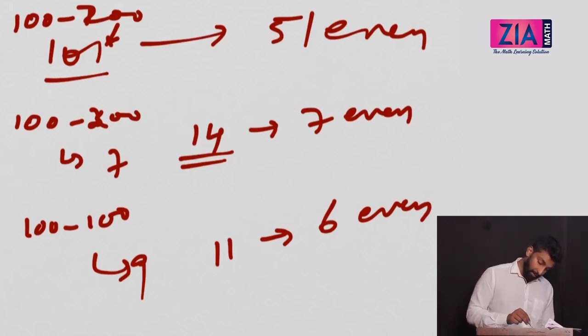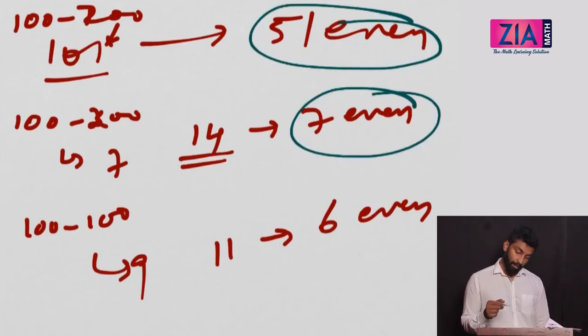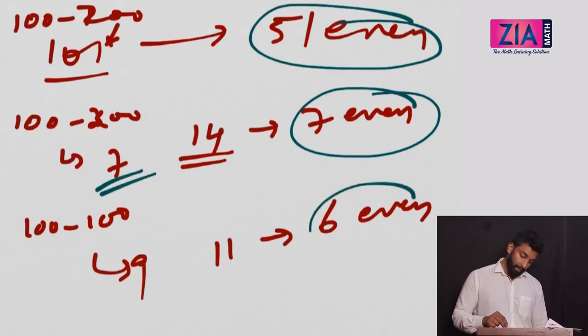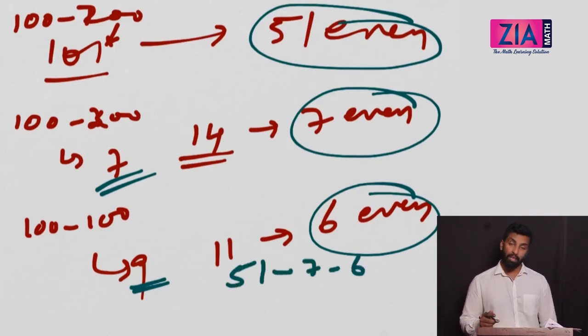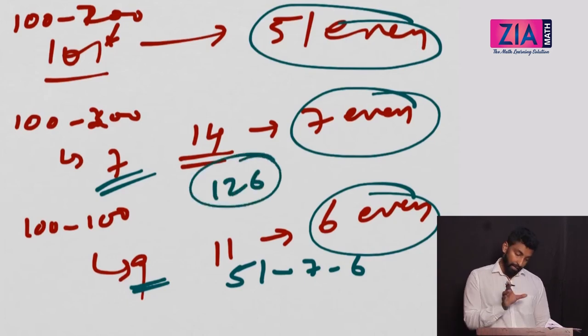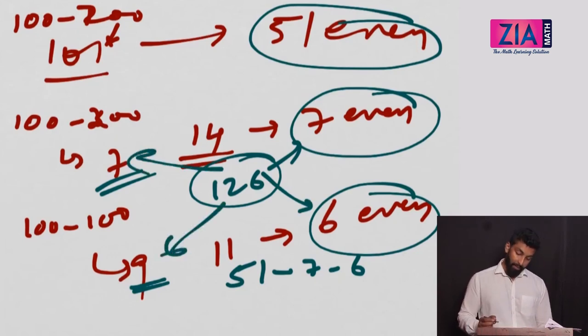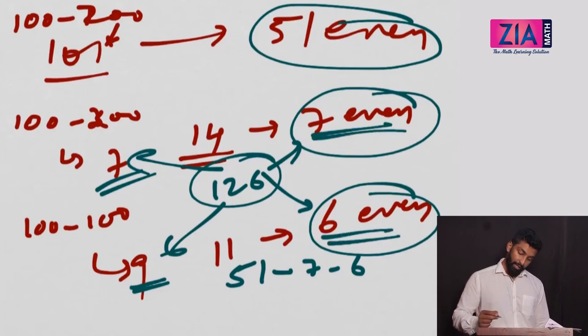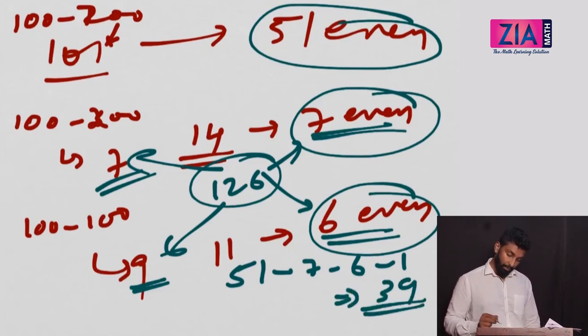So we understood that total 51 even numbers are there. In that, 7 numbers are multiples of 7, 6 numbers are multiples of 9. So what we need to do is subtract that: 51 minus 7 minus 6. Now there is one number, 126, that is also between 100 to 200, which is a multiple of 7 and 9, right? But we counted that twice, so we need to subtract 1 again. Why? Because we counted it twice. So what will you get? You will get 39. Answer for this question is 39.